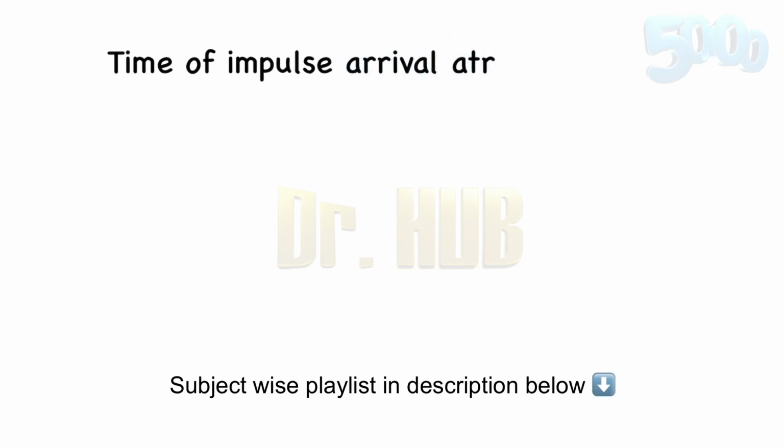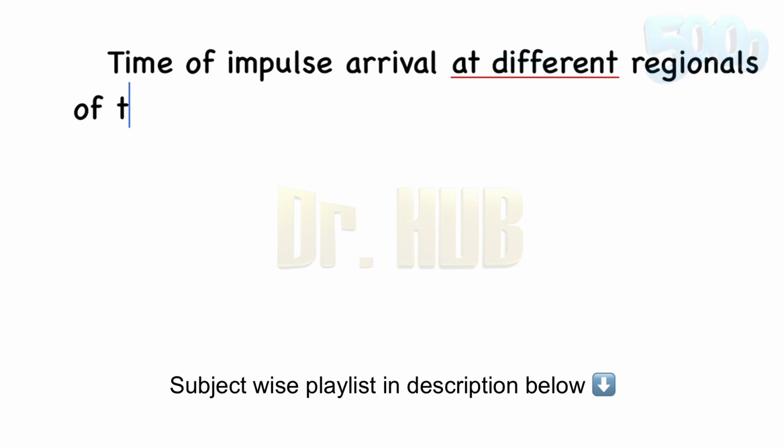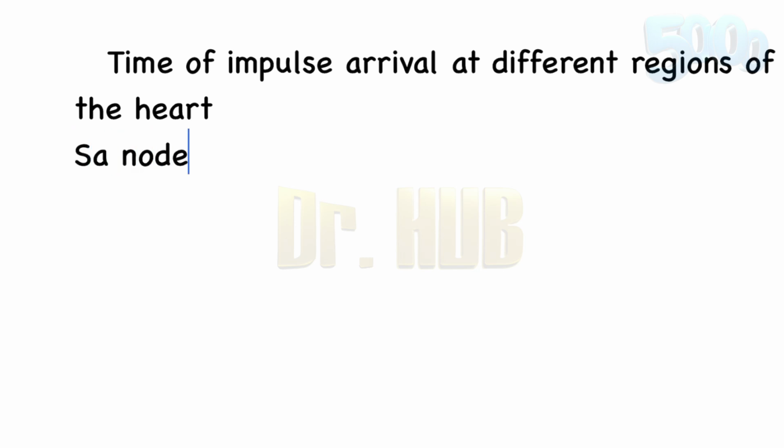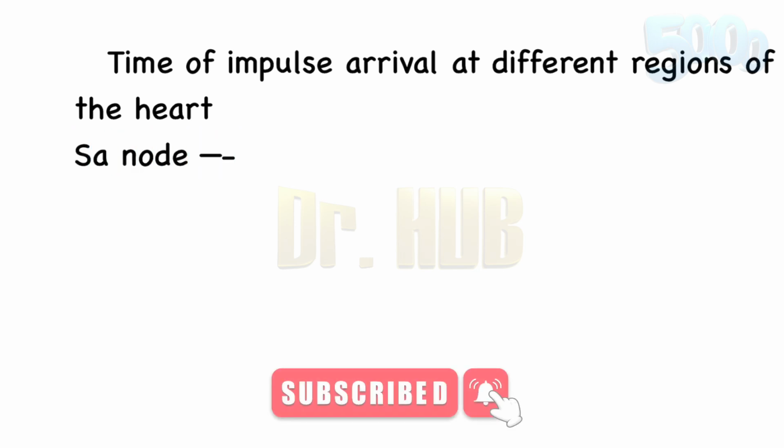The time of the impulse arrival at different regions of the heart. So this includes, first, the SA node. In the case of the SA node, the time in seconds is going to be 0. Next comes the AV node.